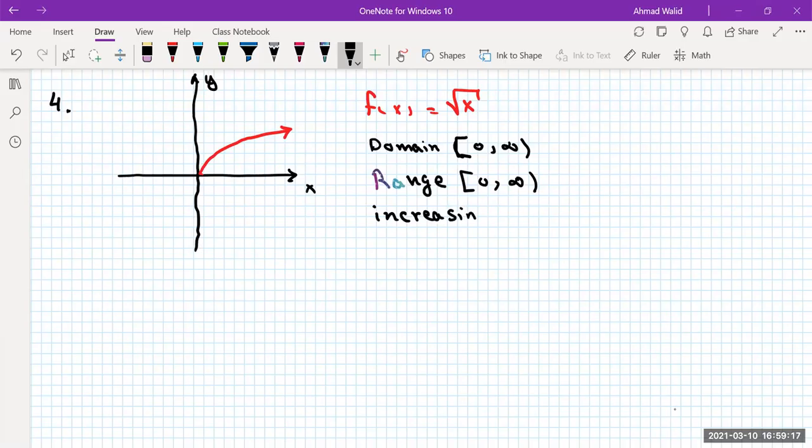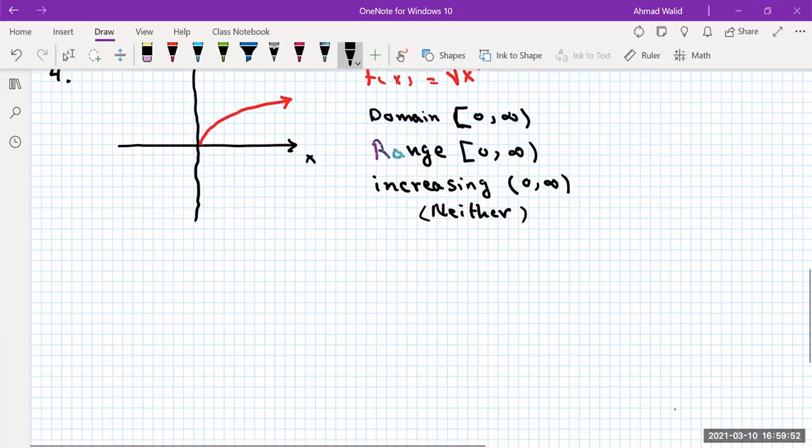This function is always increasing from 0 to infinity. That's the interval of increase for this function. Which kind of function is it? You see, this function is neither. You can write it as neither. It's not even, it's not odd. In the category of even and odd functions, this comes as neither. It's not an even function, and it's not an odd function.